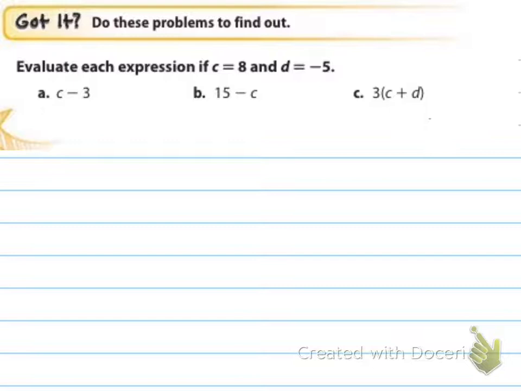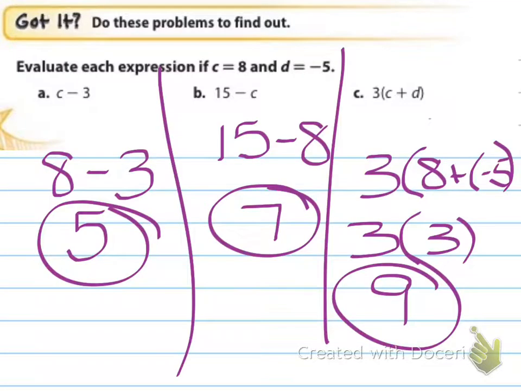All right, you're going to do A, B, and C on your own. When we come back, we'll go over the answers. All right, so here are the answers for A, B, and C. A is 5, B is 7, and C is 9. I mean, they're all pretty much self-explanatory.